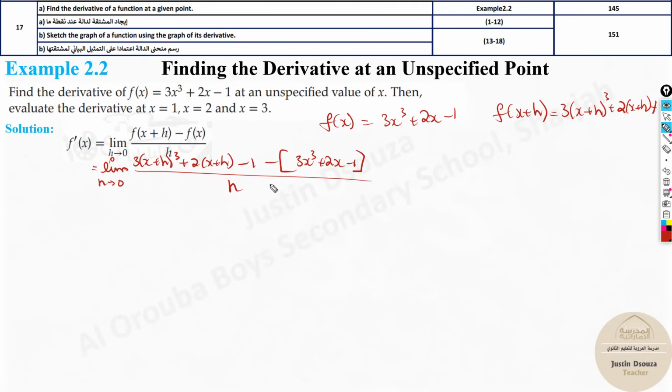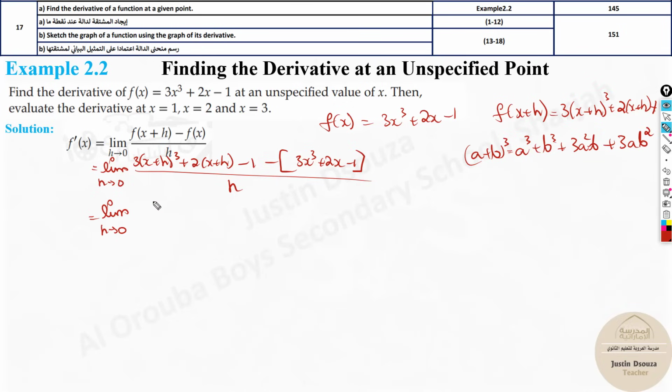So please be careful. The signs are very important. If you miss the sign, then you will get the wrong answer. Now here we can't directly solve it. You need to use the identity, that is (a plus b) the whole cube. I hope you remember that's a cube plus b cube plus 3a squared b plus 3ab squared. Okay, and then now we just do the substitution again.